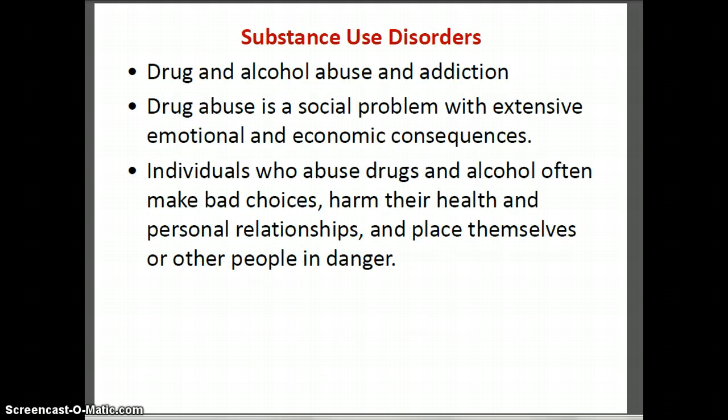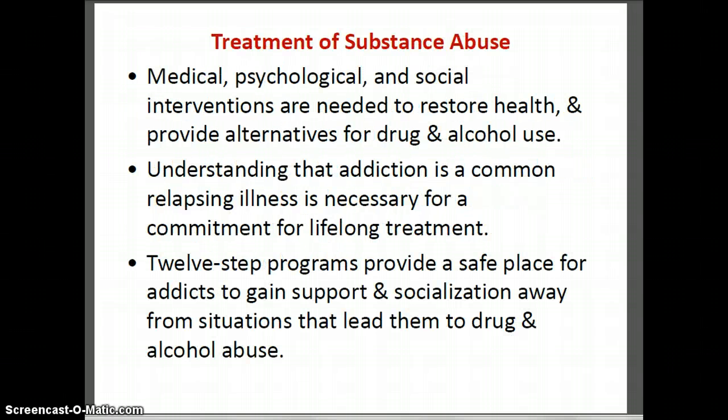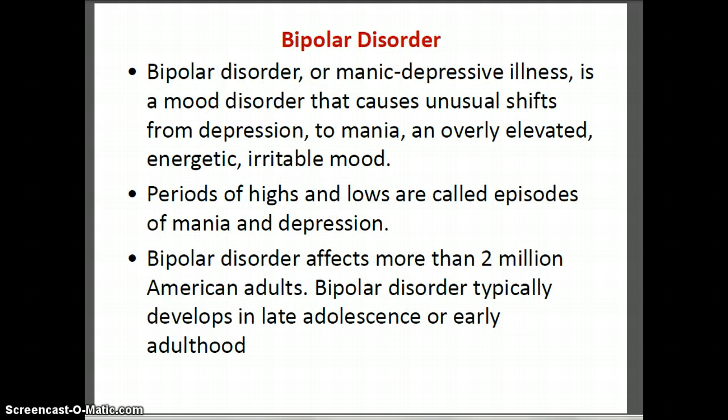All right, let's move on to substance use disorders, drug and alcohol abuse and addiction. This is a social problem with emotional and economic consequences. Obviously, these people often make bad choices, harm their health, their relationships, and sometimes put other people in danger. Treatment is medical, psychological, and social. We need to understand that it is a relapsing illness and that an individual needs to commit to lifetime treatment. Sometimes 12-step programs such as Alcoholics Anonymous are helpful, but they need to be continued.